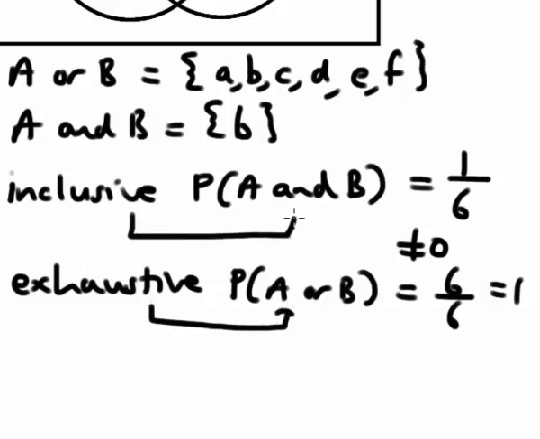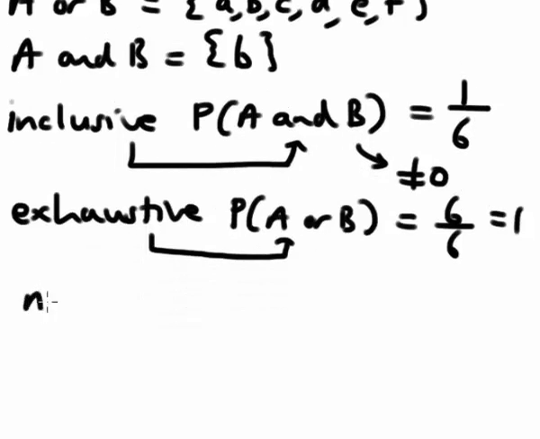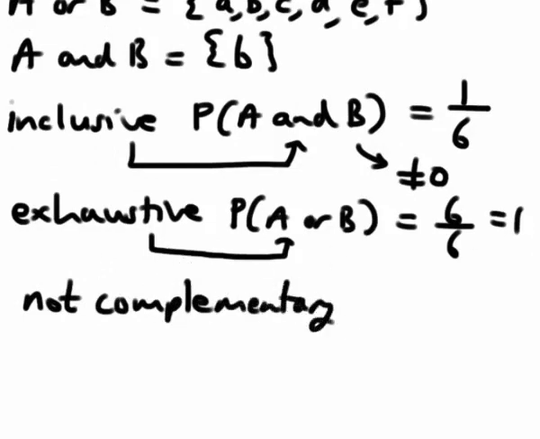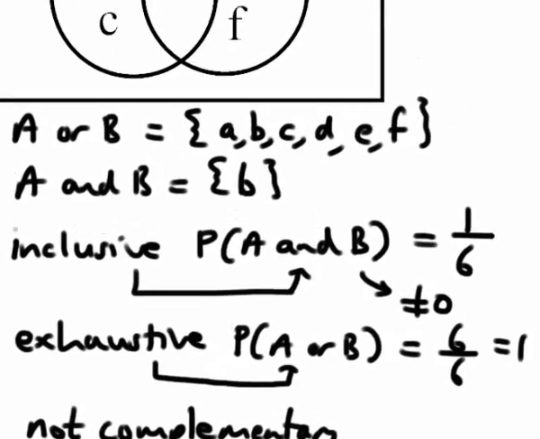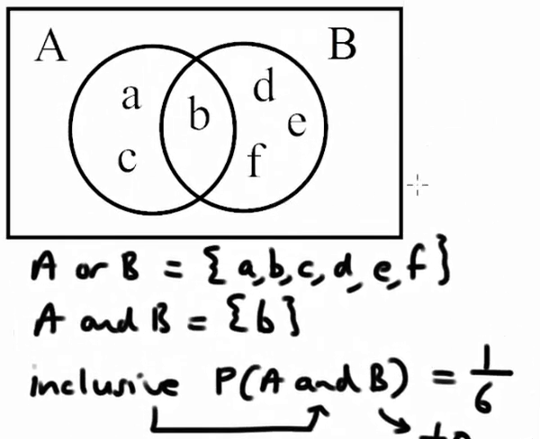Inclusive is where the probability of A and B does not equal 0. Okay, there we go. Are they complementary? They're not complementary because, look, even though the sets are exhaustive, they are not mutually exclusive. They're inclusive. There is an intersection.